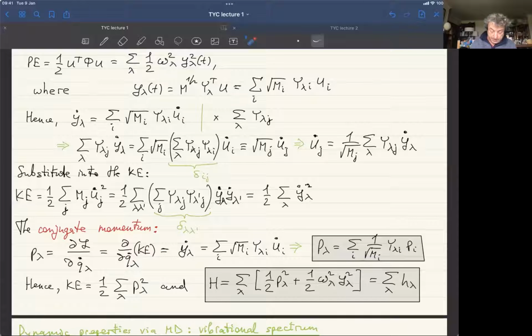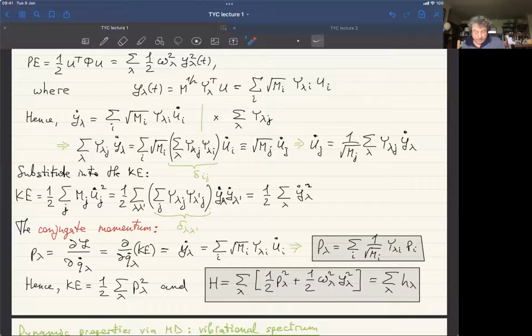And you obtain Y lambda dot. So this is actually a square of the momentum. Now you can relate the old momentum, which are U dot times the mass, which are this, and the new momenta, these ones, and write the total energy of the system, the Hamiltonian, in the following form.